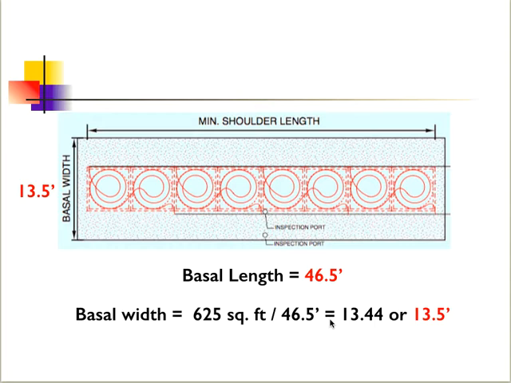Now to calculate the width, it's just as simple as taking our square footage, dividing it by our minimum length of 46.5, and we end up with a little over 13. I'm going to round up to 13.5 feet. So now we've done the complete calculations for this Oscar, in that we need a 46.5 foot long by 13.5 foot wide basal area. We know that we're going to need the 8 coil arrangement.